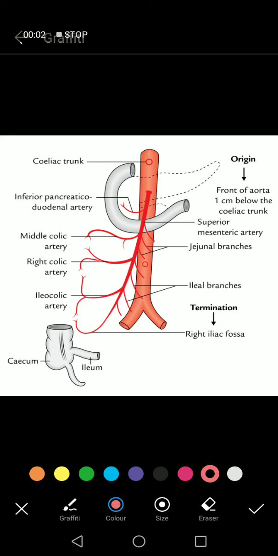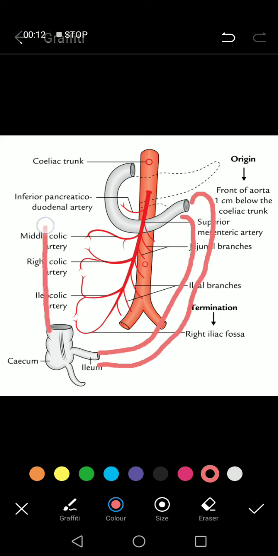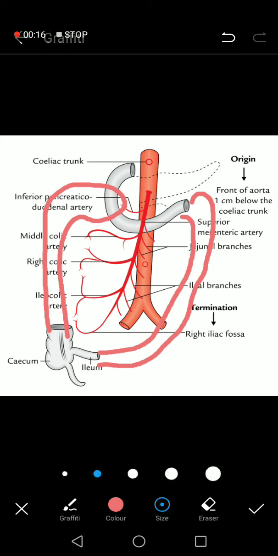Bismillahirrahmanirrahim. Let's talk about the superior mesenteric artery, which is responsible for supplying the structures of the midgut, which include a part of the duodenum, the jejunum, the ileum, and the appendix, the cecum, the ascending colon, and the right two-third of the transverse colon. So, this is the rough map I have drawn. I hope that makes sense.